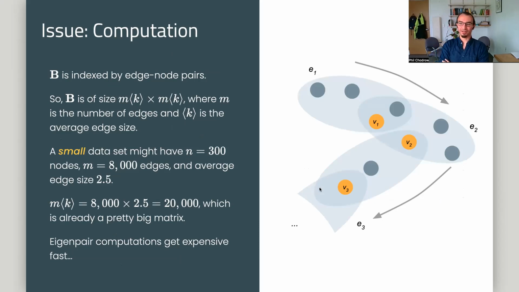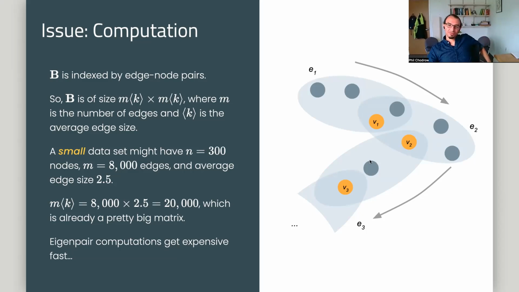So for example, take a small data set, something like the contact high school data set, which is something we often use in hypergraph experiments. This data set has about 300 nodes, about 8,000 edges, and an average edge size of about 2.5, which means that the non-backtracking operator for this matrix is already of size about 20,000 by 20,000. That's a pretty chunky matrix and poses some challenges for computing eigenvectors. We can do it, but it's not as fast as you would want on a 300-node data set. So these eigenpair computations are going to get expensive fast.